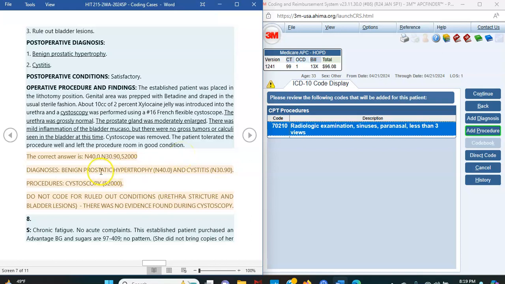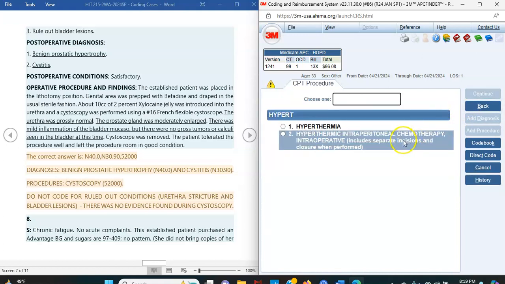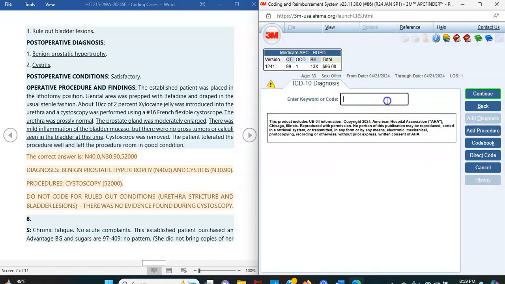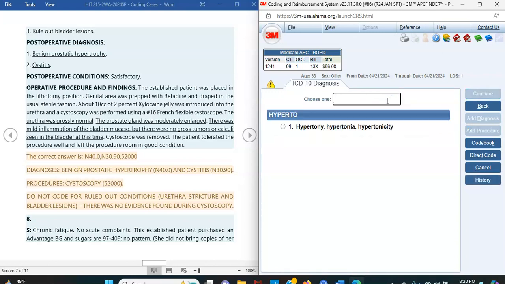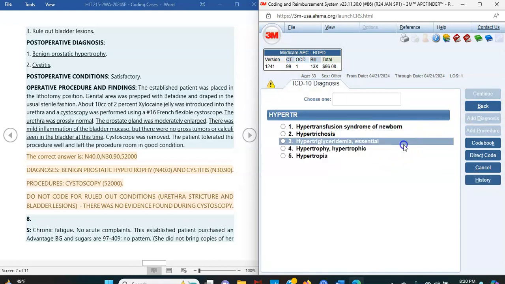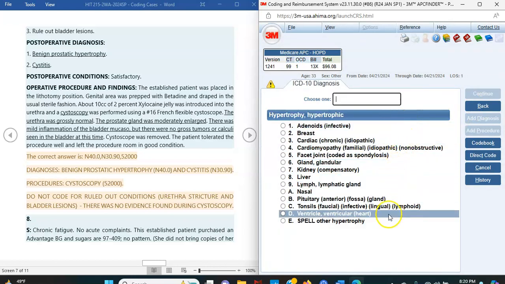Okay, so we're gonna definitely code our BPH here. Benign. Oops. Excuse me. Let's see. We're gonna do hypertrophy. Oh, I'm still under procedures. So make sure to switch it back over to diagnosis. Do hypertrophy. I think I missed a letter. Oops. There we go.